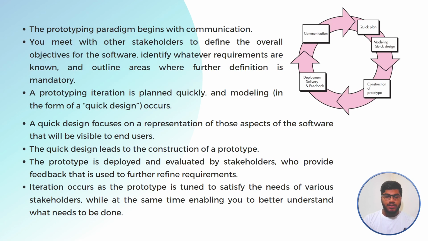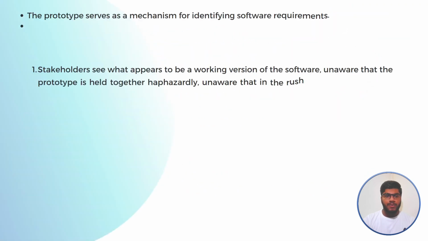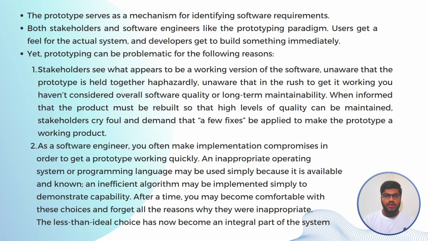Iteration occurs as the prototype is tuned to satisfy the needs of various stakeholders, while at the same time enabling you to better understand what needs to be done. So this is about the five phases which we discuss in the prototyping model, and the prototype serves as the mechanism for identifying software requirements.